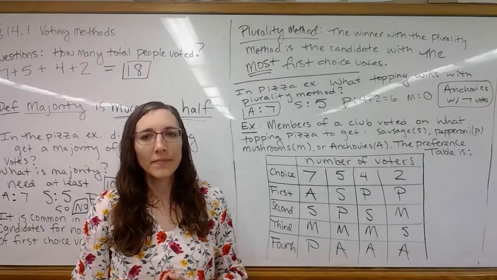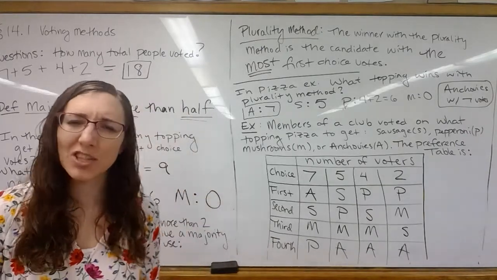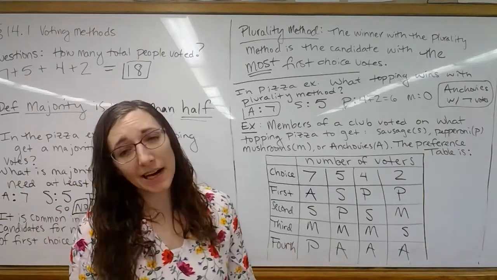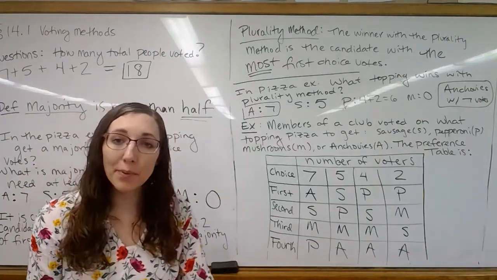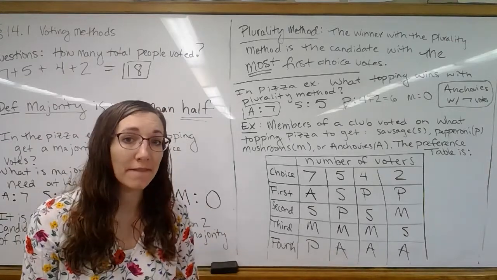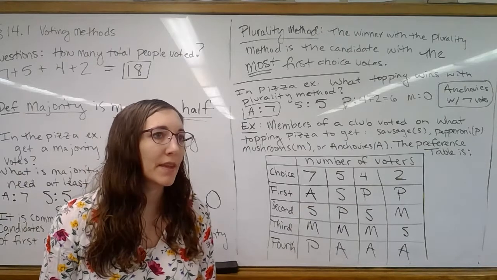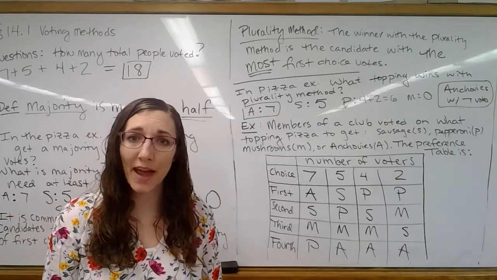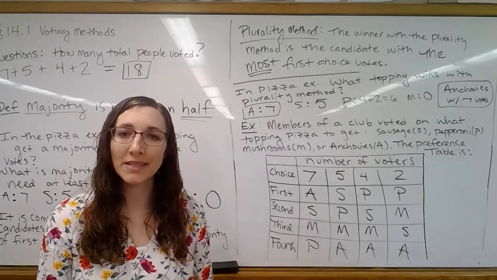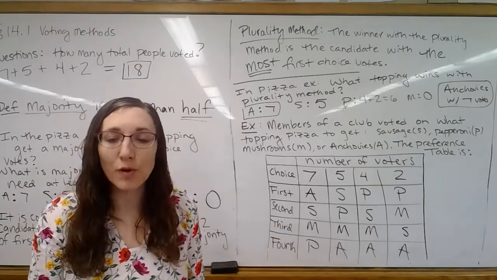Now, this is a really interesting thing to talk about with this method a little bit. It's just to kind of analyze it, right? Think about pros and cons. Pro, it's a pretty simple method. It's a pretty straightforward method. It's easy for people to understand. However, would you be happy if anchovies was the choice that won? I'm gonna guess probably not.